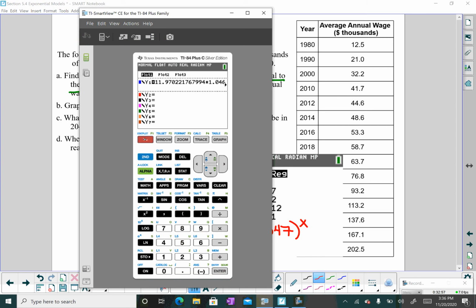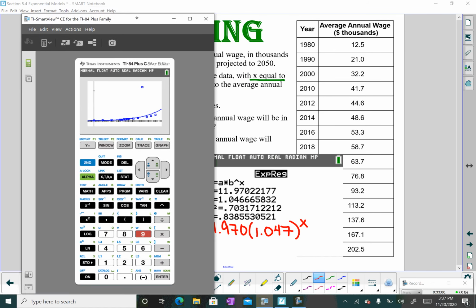We're going to go to y equals. My plot is already on. My equation's already in there. We just need to hit zoom 9. And then you can see there is my data.